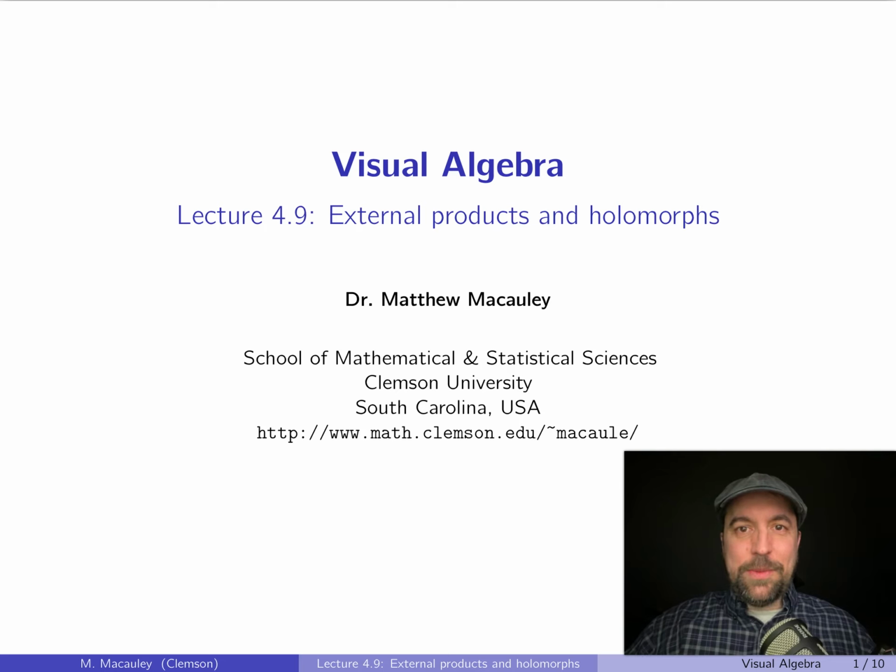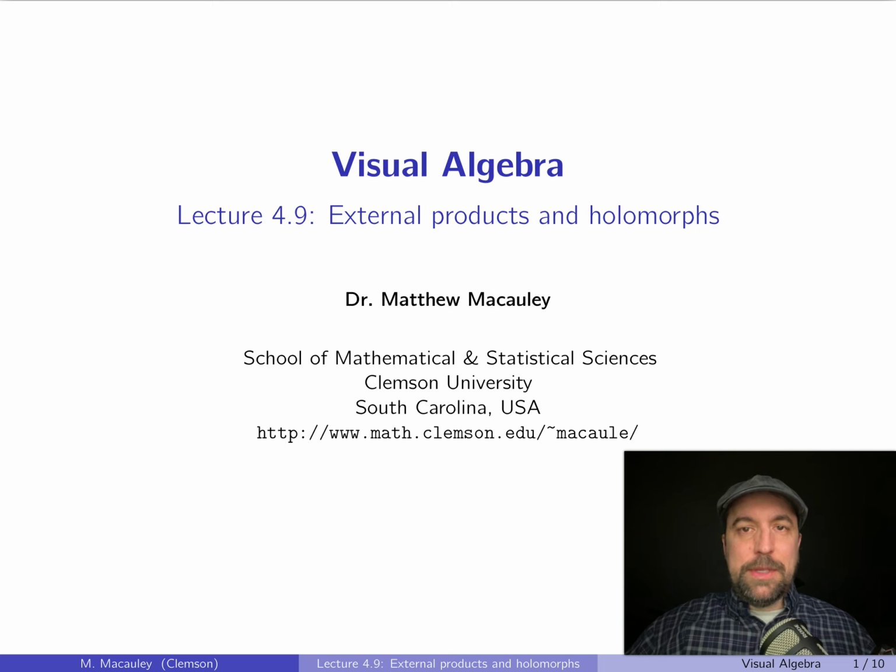Welcome to Visual Algebra Lecture 4.9, External Semidirect Products and Holomorphs. We've previously seen how to construct semidirect products using our inflation method. In this lecture, we will formalize the construction of a semidirect product of two groups algebraically. That is, we'll pin down what the binary operation on the Cartesian product has to be. This is called an external semidirect product.